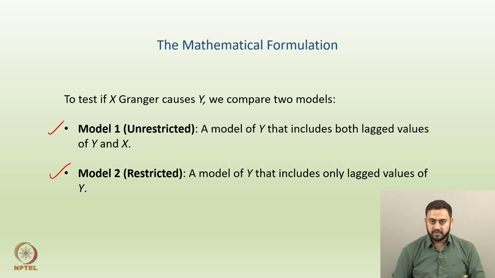Now, just to summarize very quickly, imagine that you have two time series xt and yt, and as discussed in the last slide, xt and yt could have their own past values, which are nothing but lags. So xt minus 1, xt minus 2, similarly yt minus 1, yt minus 2. In this spirit, one can talk about two particular models. The first one is unrestricted, where the model of y includes both the lagged values of y as well as x, and the second one is restricted, where the model of y includes only the lagged values of y itself.